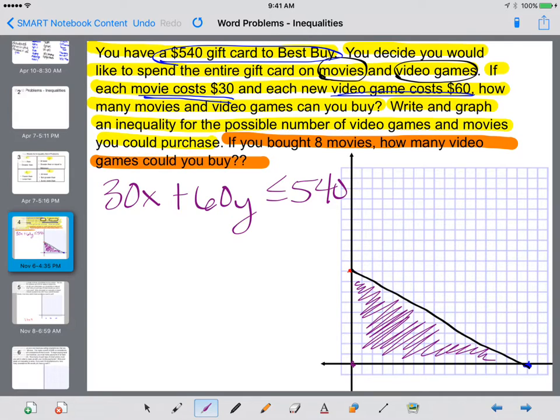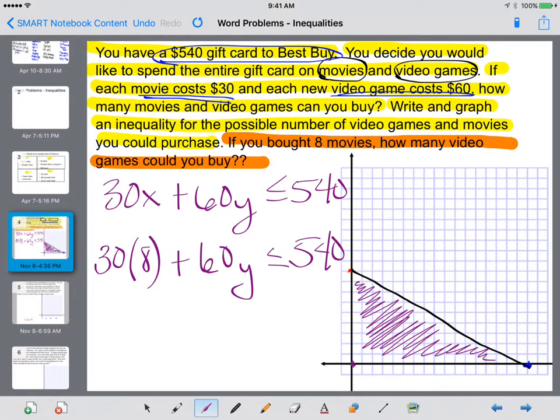Well, we can figure out the cost of those 8 movies. It's $30 for each movie. So if we take 30 times 8 and solve this equation, we can figure out how many video games we could purchase. So 30 times 8 is 240.